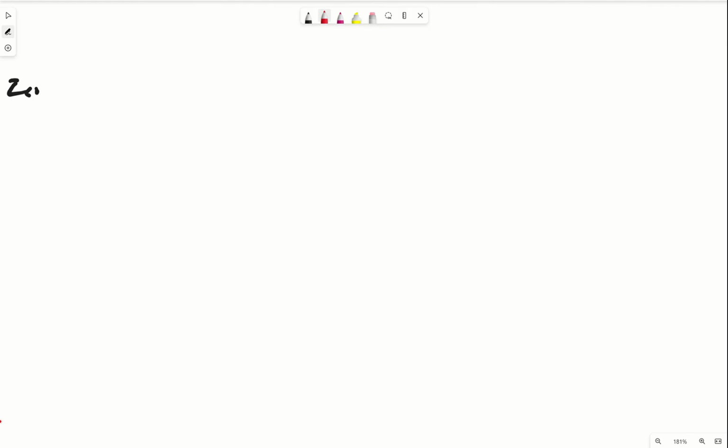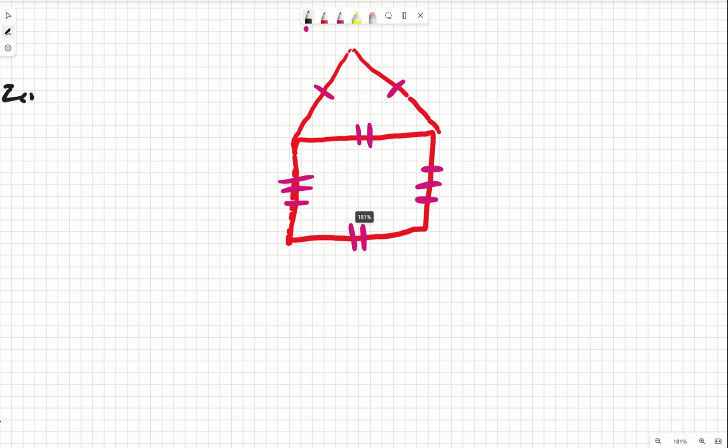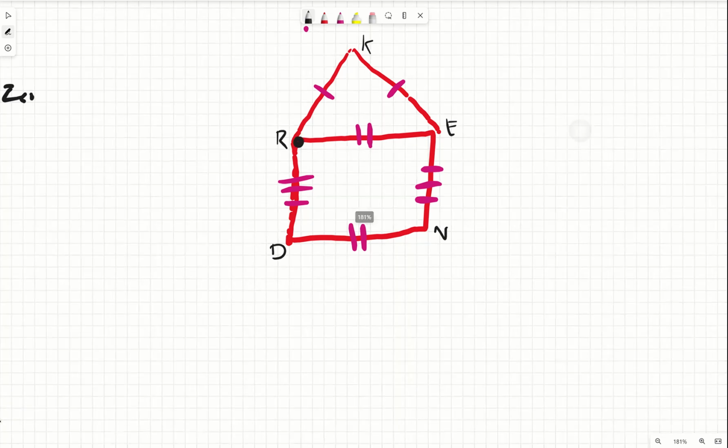If I have a shape that looks like this here, okay, and I said, all right, I've got tick, tick, I've got these tick marks, and I know that I have on this lovely house figure, I have the points, K, E, N, D, R. We'll have those points, K, E, N, D, R. If each of these are actually points, if I were to draw them as actual points here.